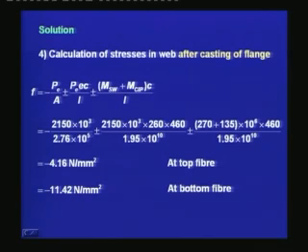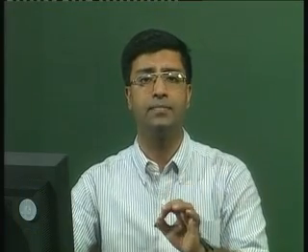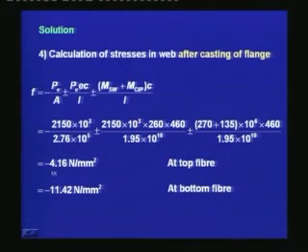The fourth step is the calculation of stresses in web after casting of the flange. Now, once the flange has been cast, we have to add the moment due to the weight of the cast in place flange. That means the first two terms remain same as the previous load stage. It is in the third term where we are making a change. We are bringing in MCIP, which is the moment due to the weight of the cast in place flange. And once we substitute the value of MCIP, we get the stress of minus 4.16 Newton per millimeter square and minus 11.42 Newton per millimeter square at the top and bottom respectively of the precast web.